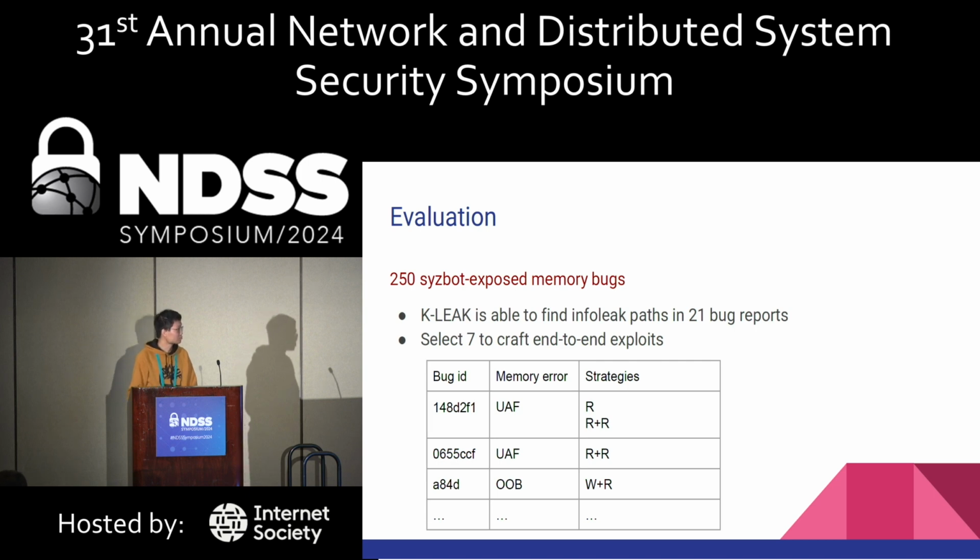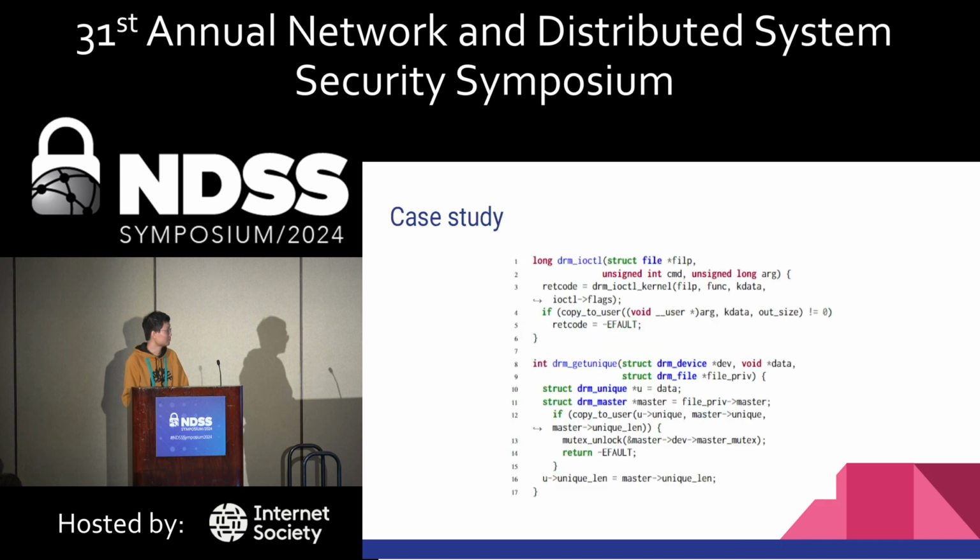In total, we are able to find Infoleak paths in 25 bug reports, in 21 bugs out of the 250 bugs. And we select 7 of them to craft end-to-end exploits. Here is a case study, and in this case, it can be exploited by a strategy called read error followed by a created read error.